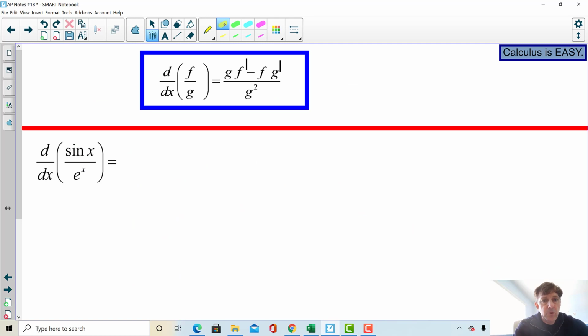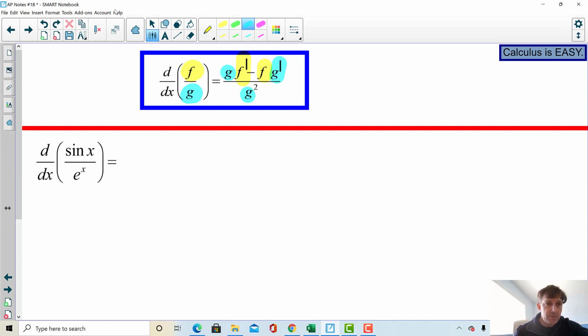Okay, last rule, we're going to do the quotient rule. So we're doing the derivative of a function on top, we're calling it f, and then a function on the bottom, we're calling it g. This one we have to be a lot more careful about. The order is extremely important. This derivative is going to equal the bottom, which is g, times the derivative of the top, minus the top, times the derivative of the bottom, all divided by the bottom squared.